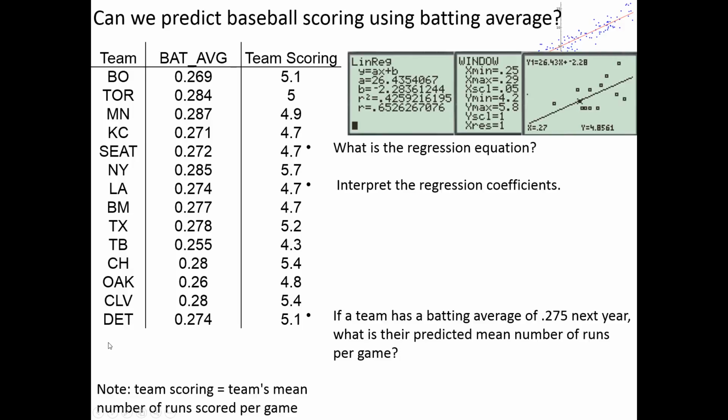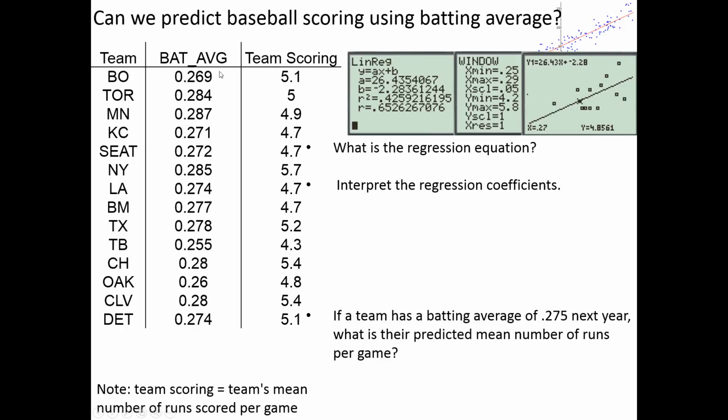There's a bunch of teams, and this was the batting average from some particular year, batting average overall for the team, and the team scoring. The team scoring is the team's mean number of runs scored per game. So the question is, can you predict the scoring, using the batting average as the explanatory variable? Can you predict the baseball scoring using just the batting average?